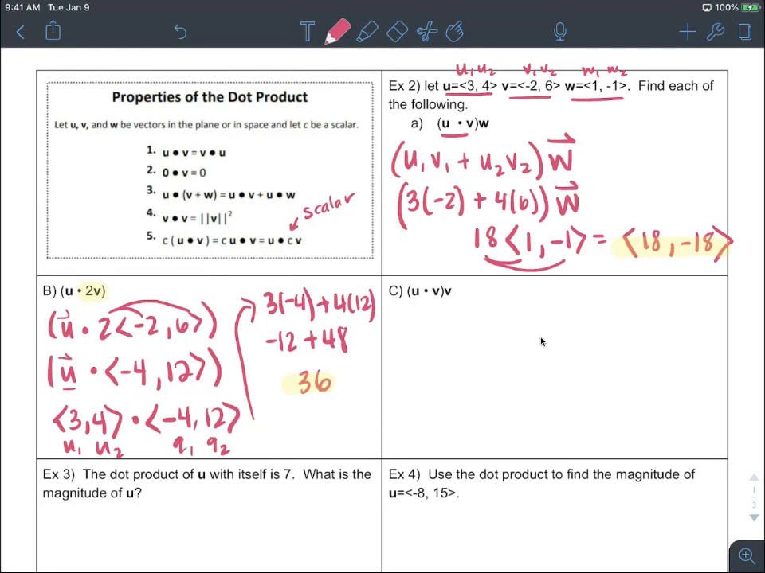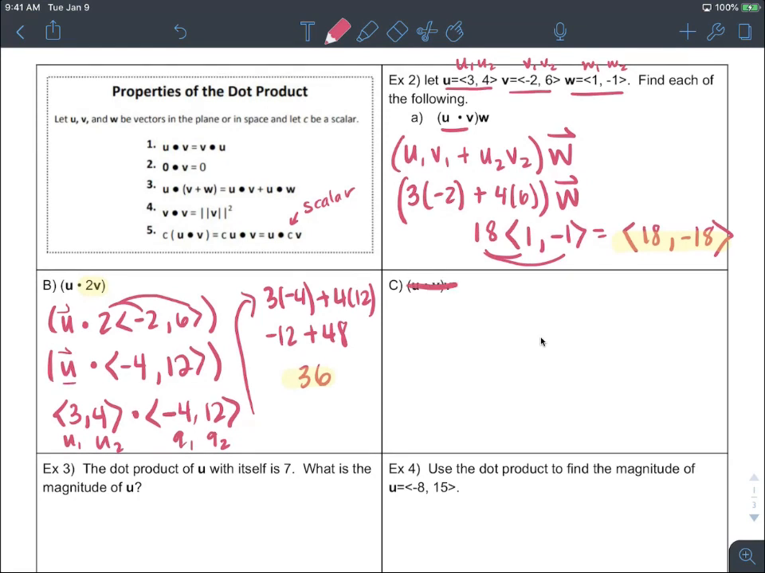You know what? We're going to change this one. Just kidding. We're going to do u plus v dot v. Okay, so when I add vectors, what do you get out of that? You get another vector. So I'm going to do u is 3, 4 plus v is -2, 6, and we're going to be doing the dot of v. So we get the vector 1. So 3 minus 2 is 1, and then 4 plus 6 is 10. Okay, so that's our new vector, u plus v.